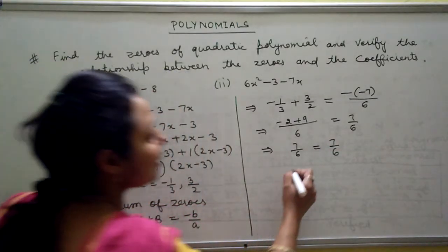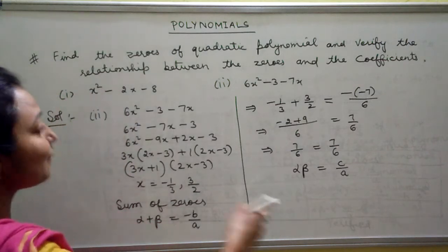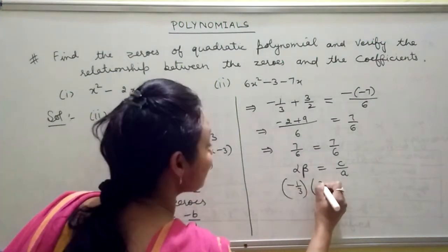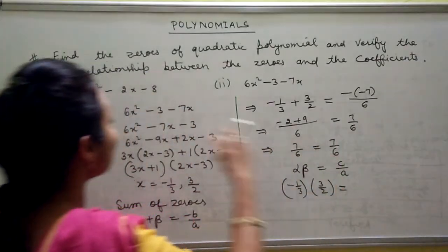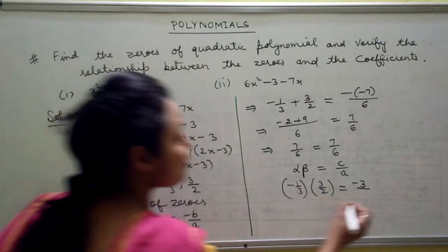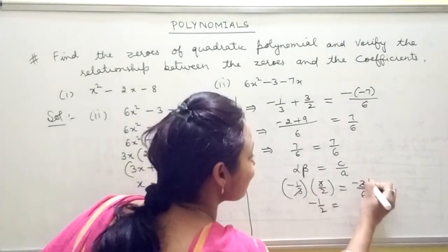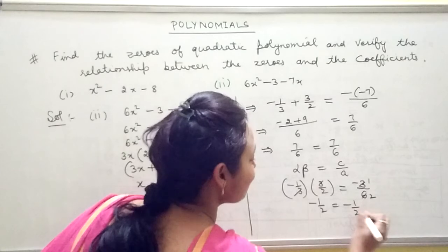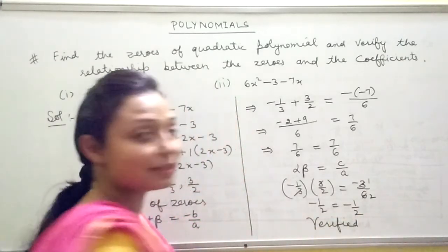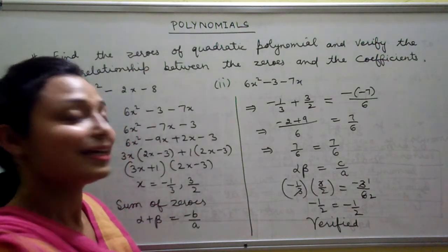Now come to the product. We have to verify the product of alpha into beta equals c upon a. So multiply both of these: minus 1 by 3 into 3 by 2 equals c upon a. C is minus 3, a is 6. This 3 and 3 will cancel. Minus 1 by 2 equals minus 1 by 2. So verified. In this way we can solve the other questions of exercise 4.2. Do that question. Okay, thank you.